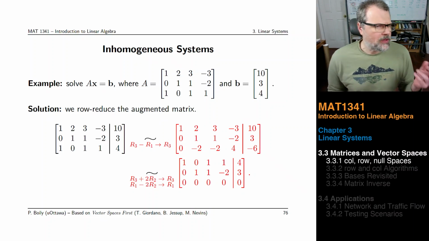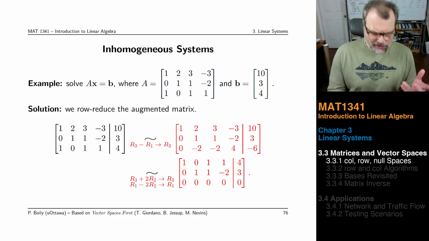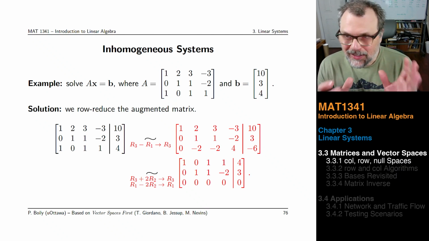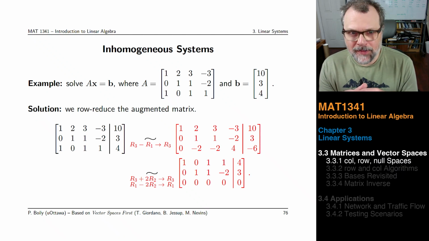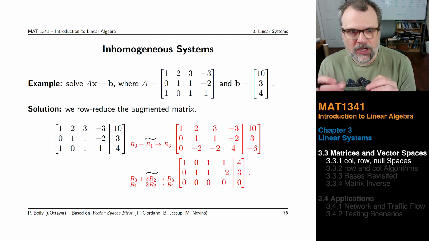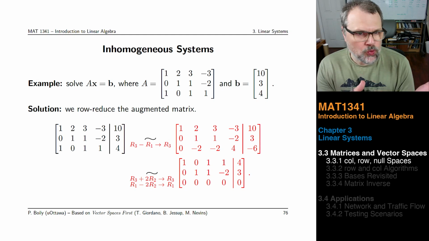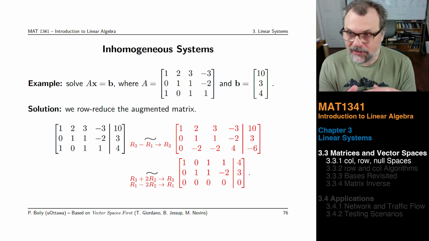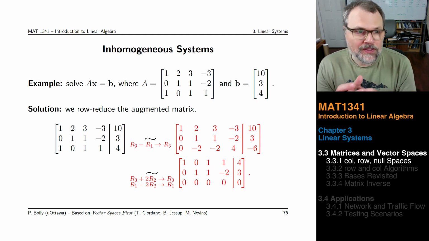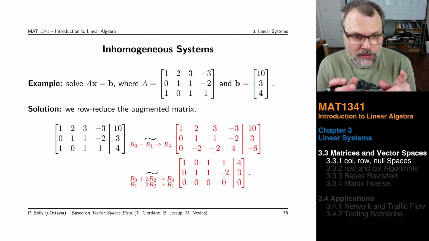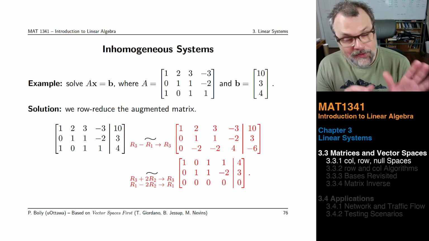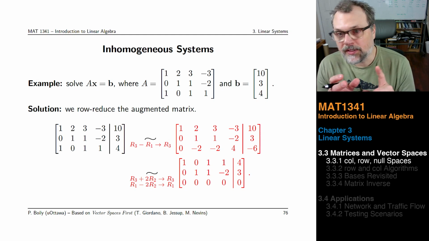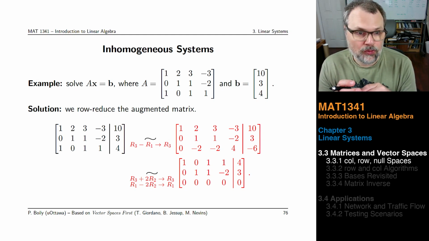When we're working with inhomogeneous systems, which is to say when the constant vector b is not the zero vector, things are a little bit more complicated, but thankfully they're not that much more complicated. A lot of what we do for the homogeneous system still applies. Let's say we're trying to solve the system AX equals B, where specifically A is the same coefficient matrix as before, but B is the non-zero constant vector (10, 3, 4).